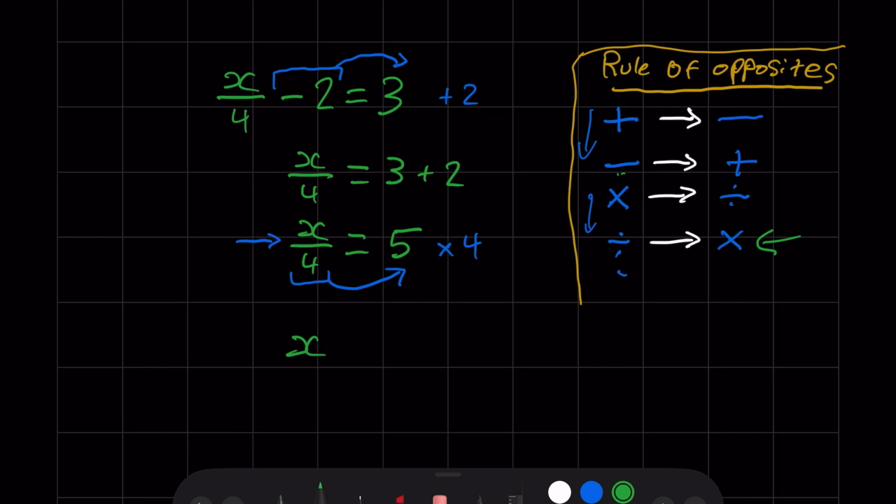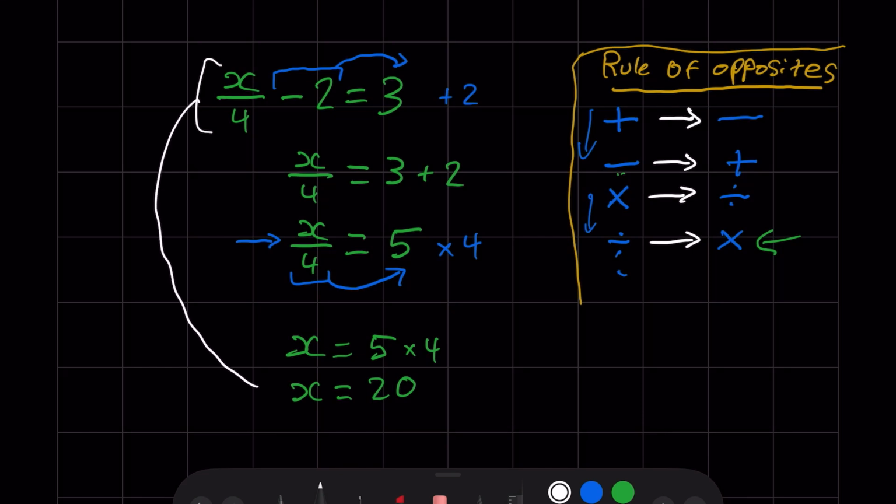So we have x equals 5 times 4. What is 5 times 4? Well, 5 times 4 is 20. So x equals 20. For this linear equation here, x over 4 minus 2 equals 3, x is equal to 20 for that to be true.